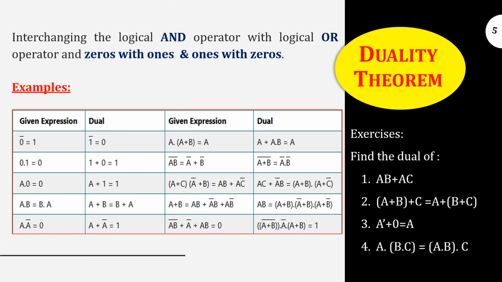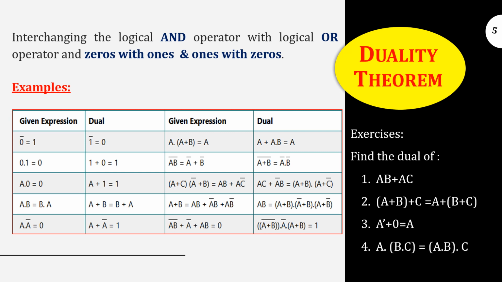Now let's look into some exercises based on this duality theorem. As we just said, the dual of an expression can be obtained by interchanging the logical AND operator with the logical OR operator, and zeros with ones and ones with zeros. Okay, so if the given expression is 0 complement = 1, then its dual is 1 complement = 0. That is, 0 is changed to 1. Okay, and if the expression is 0 · 1 = 0, then its dual is 1 + 0 = 1. So here the 0 is changed to 1 and 1 is changed to 0. Also the dot operator is changed to the plus operator.